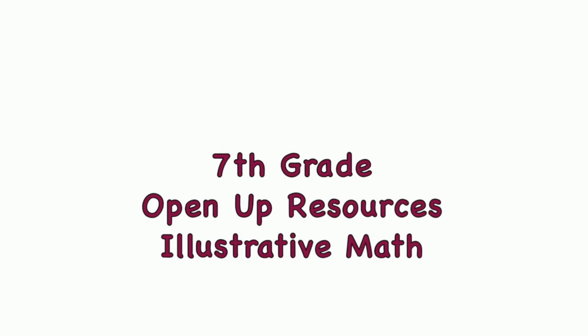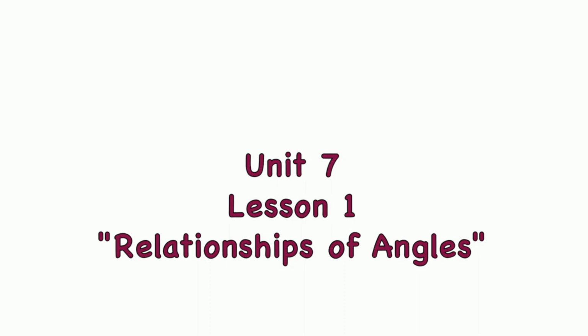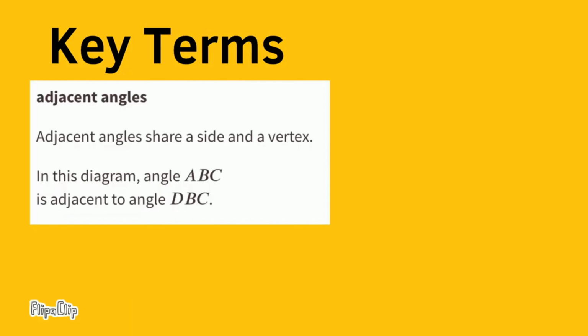7th grade Open Up Resources, Illustrative Math. Unit 7, Lesson 1, Relationships of Angles. Key terms. Adjacent angles. Adjacent angles share a side and a vertex.